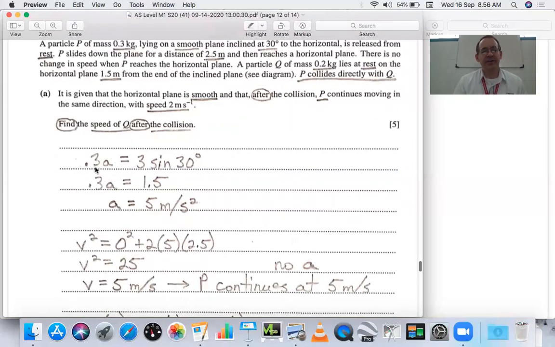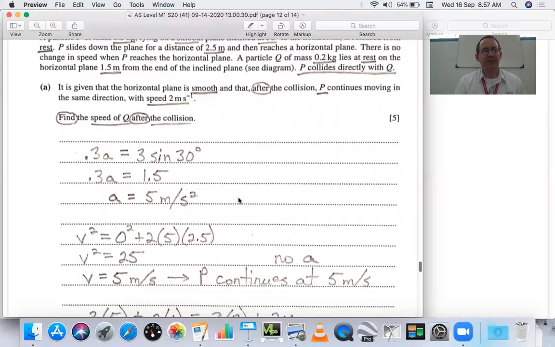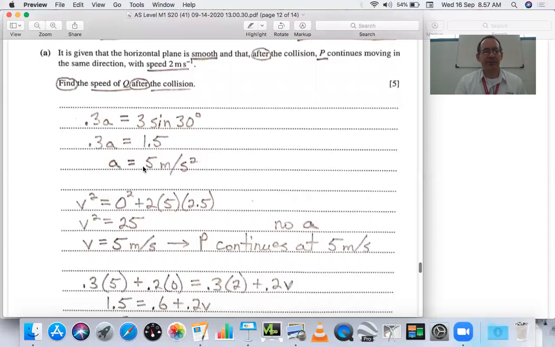So since there is acceleration, mass times acceleration is 0.3a, and we need to resolve the force going down the plane. So that would be 3 sine 30. We'll resolve our force horizontally parallel to the plane. So remember, this 30 degrees is also in your little resolving triangle. And so you get 3 sine 30, which is 1.5, and divide by 0.3. So our acceleration is 5 meters per second squared.